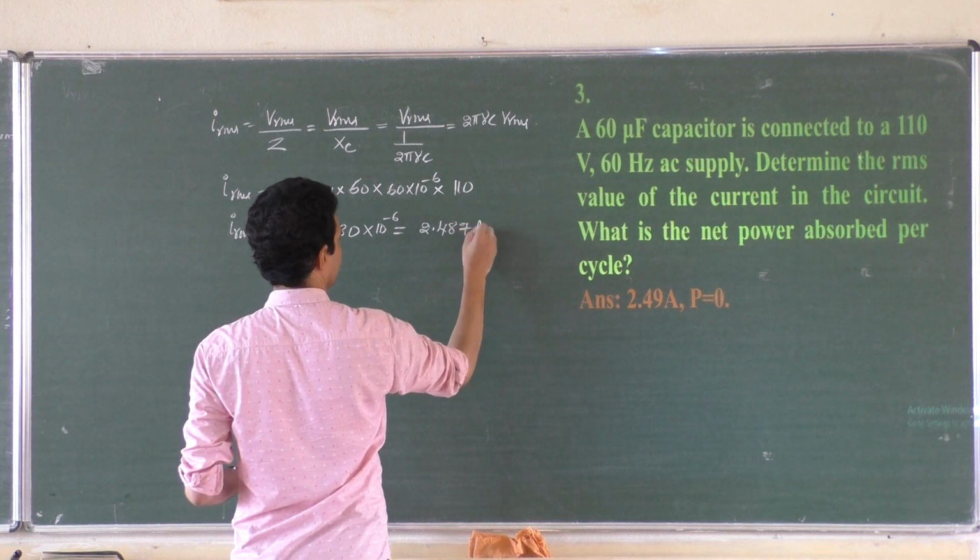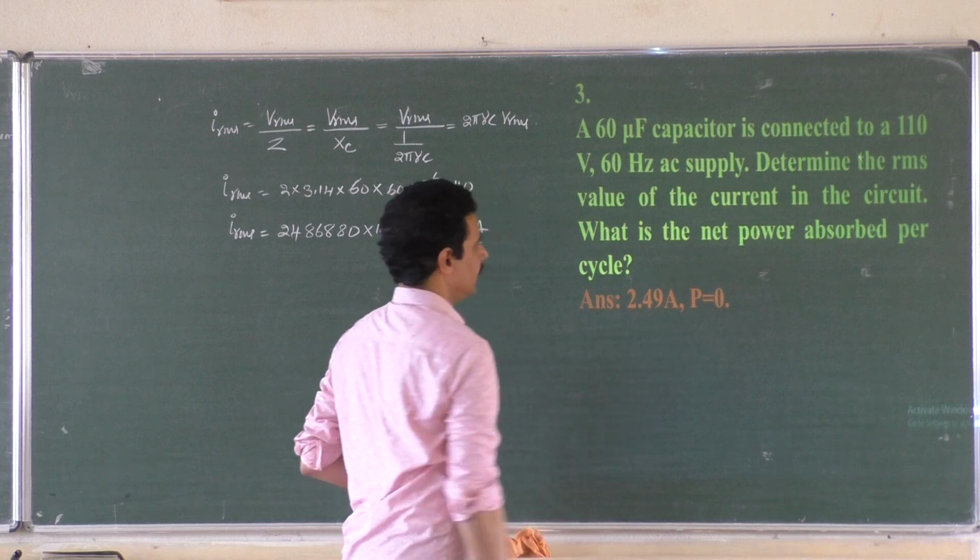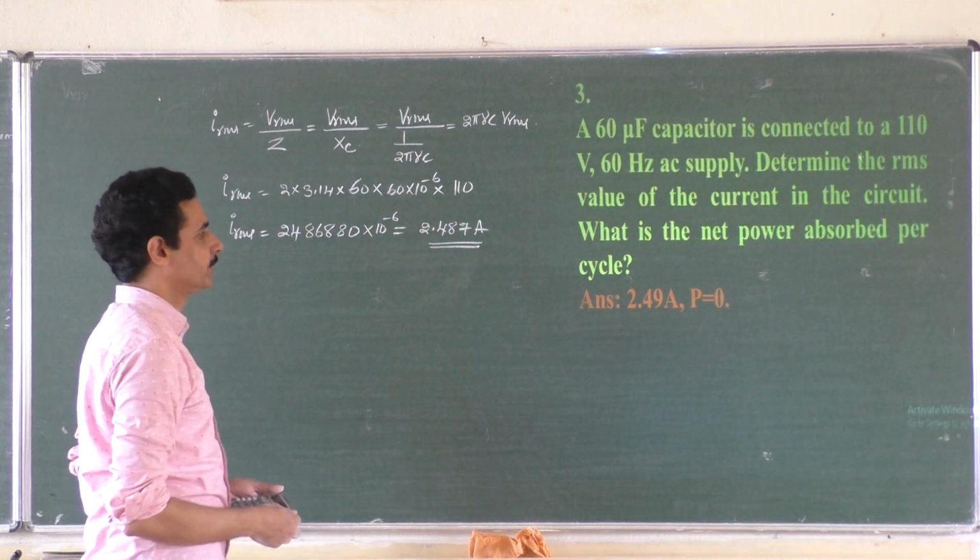I'll write amperes. They have written 2.487 and 2.49. Yeah. What is the net power absorbed per cycle?